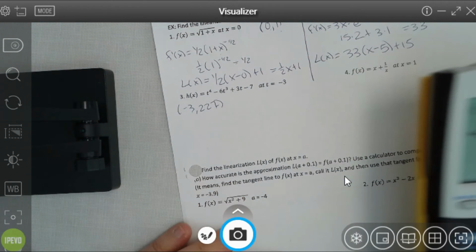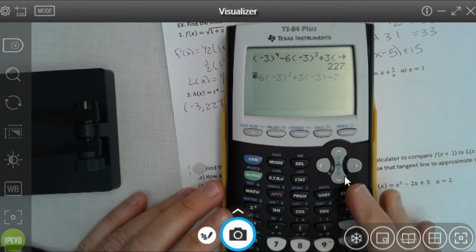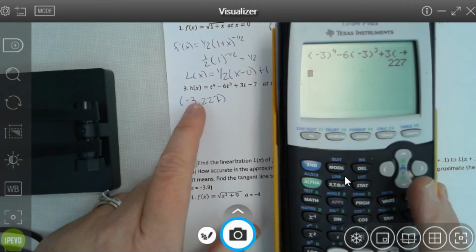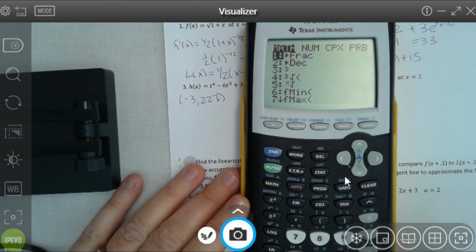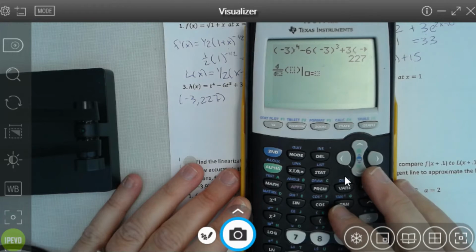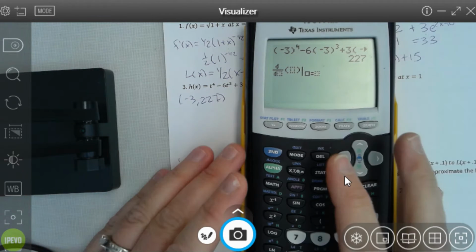Now I want to show you, because this is a really easy one, how your calculator takes derivatives. You should practice this by hand. But in case you forgot, if you do math 8, that's the derivative. So I could just put in x here.